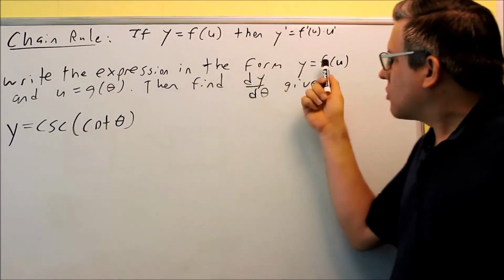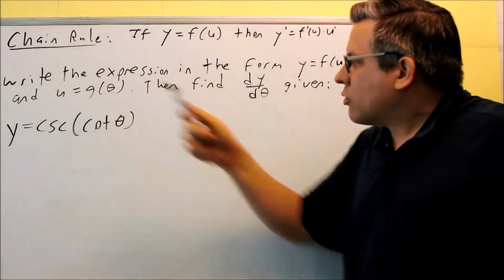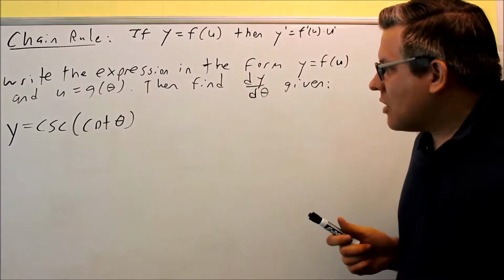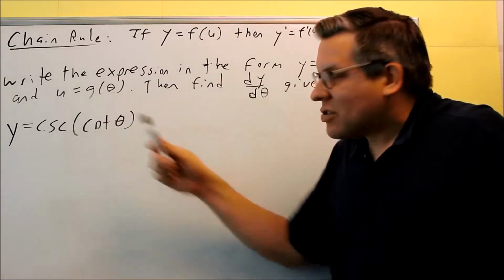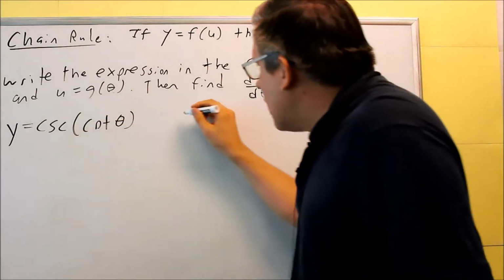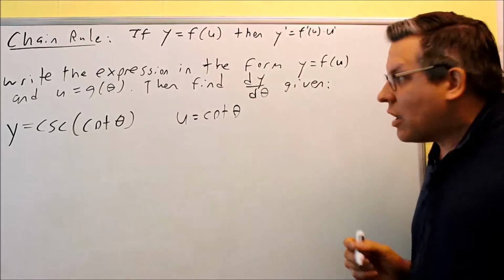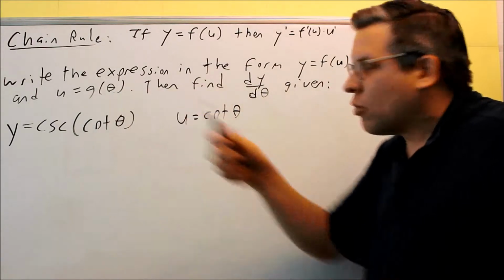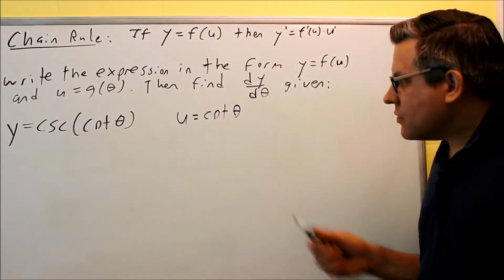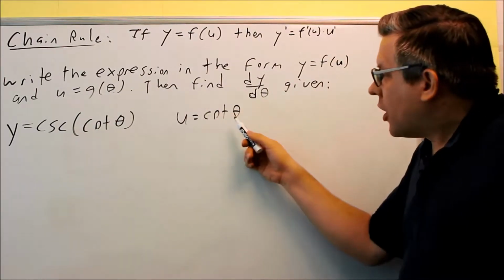So when we write this, we want to find the u equals g of theta. In this case, we want to identify the inside function. That's going to be cotangent. So your u should be cotangent theta. That's the first part. They want you to find u equals g theta. So we've gotten the first part.